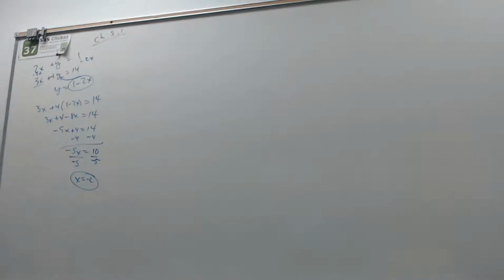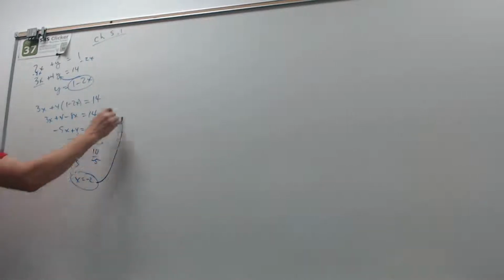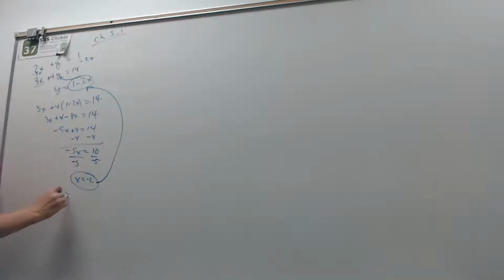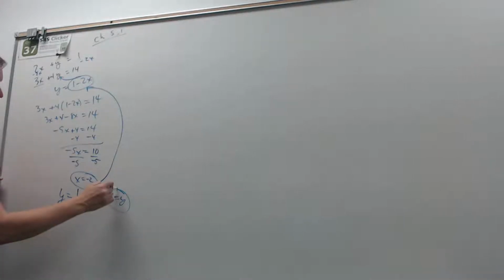Now, we're going to find the y. How do I find the y? Plug it back into my original substitution because I got a y equals here, right? So I'm going to get y equals 1 minus 2 times negative 2, which is just going to be positive 4. 4 plus 1 is 5. So 5 equals y. Okay?